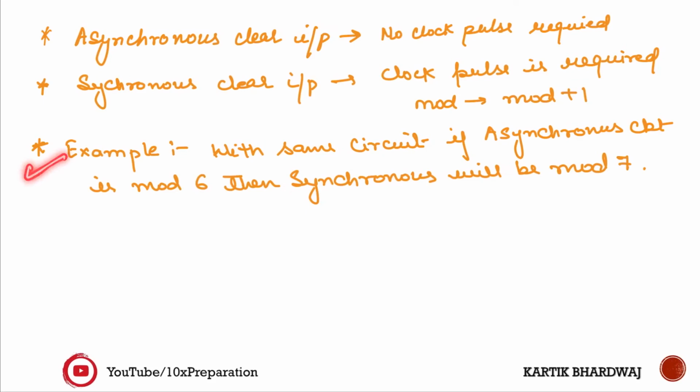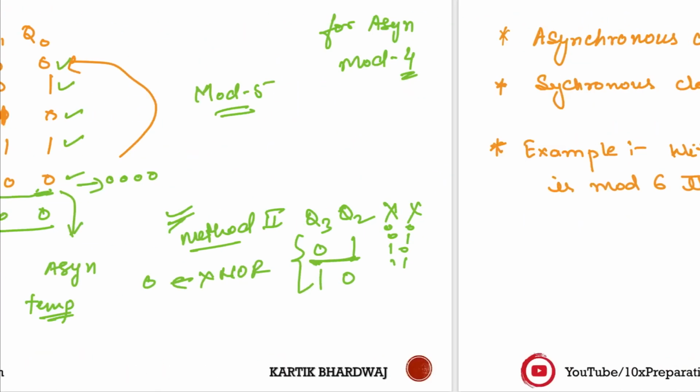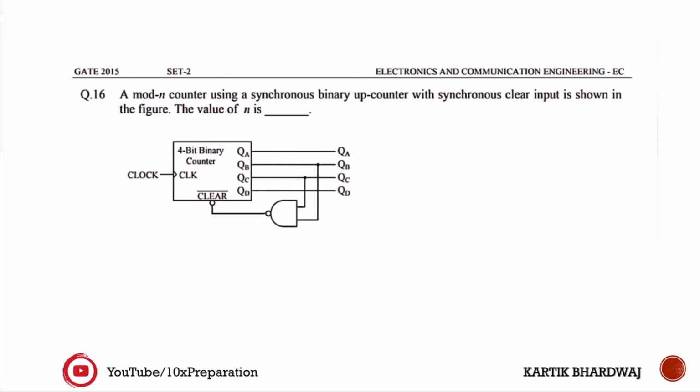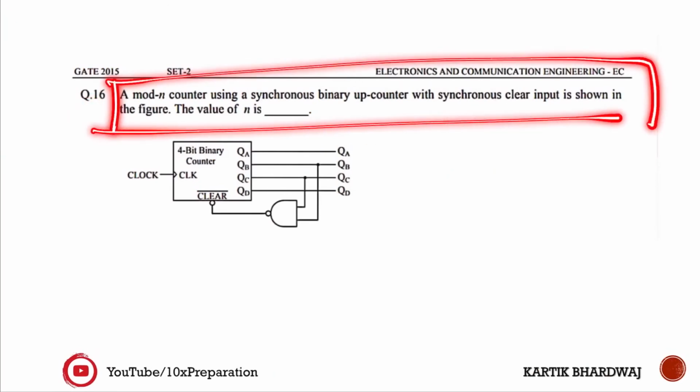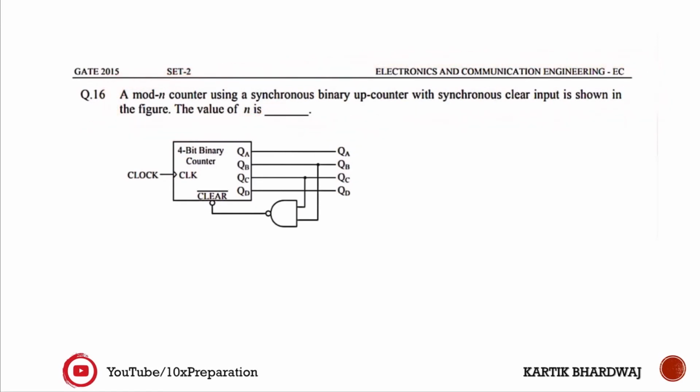Okay, so this is the thing I will tell you. Now it is your turn. This is another question with the gate only, and you have to tell me what is the value of n. Just find out the value of n, and tell me what will happen if, instead of this synchronous binary up counter, an asynchronous counter is there. Both answers you have to write in the comment section.